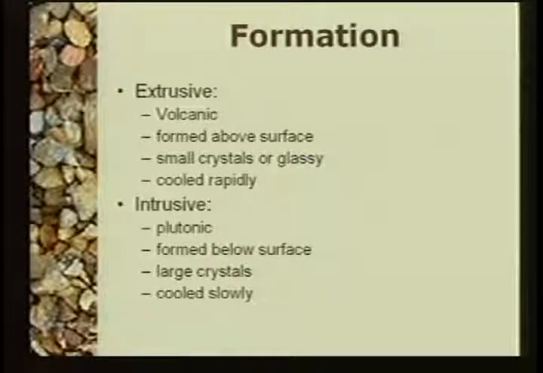Let's review a little bit. When we have an extrusive igneous rock, this is commonly called a volcanic igneous rock. It formed above the surface, hence the term volcanic. Usually it has small crystals, or if it cooled very, very rapidly, it can be glassy. In other words, no crystals formed. It has an amorphous composition or a glassy texture. On the other hand, if the rock cooled intrusively, it is called a plutonic igneous rock, intrusive inside the earth. It forms below the surface, and these have large crystals because they have time to cool slowly.